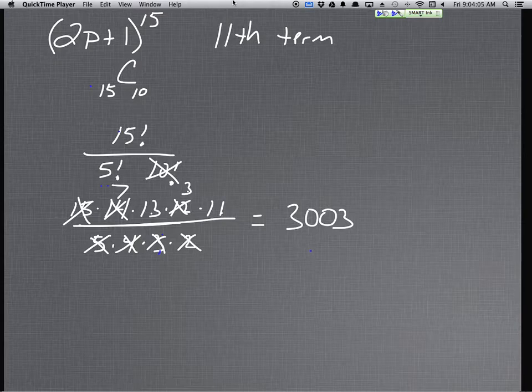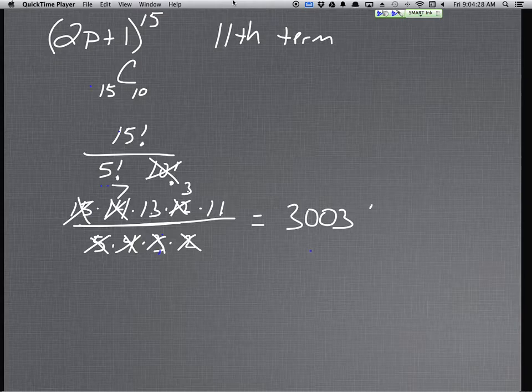Now, is 3003 my answer? No. Why is that not my answer? Because there's a 2 up there. There is a 2 up here, so I have to figure out what number the 2 is going to give me. Oh, so you still have to multiply by 2? I still have to multiply it. It's not just by 2. I have to figure out 2 to what power it is going to be.